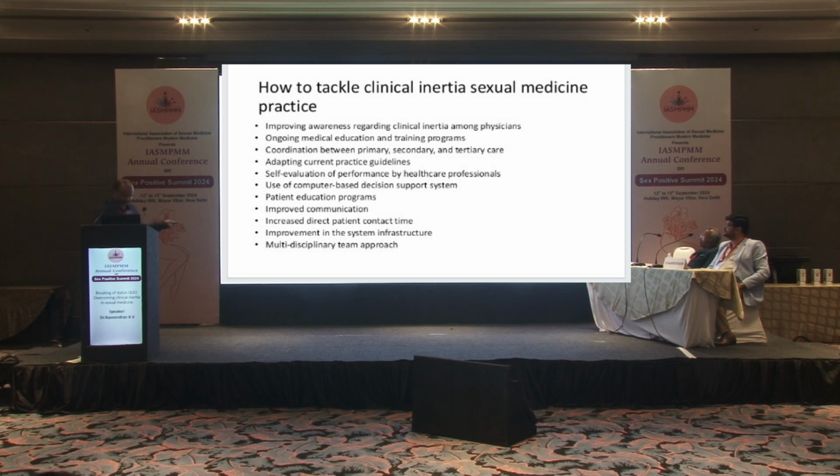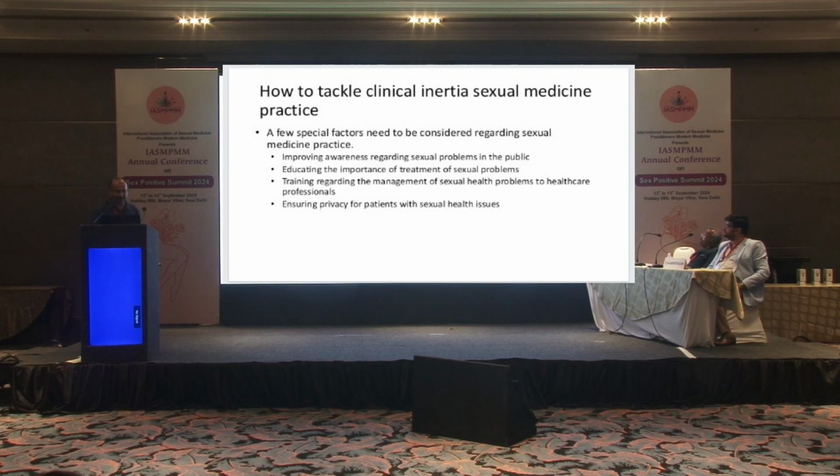I'm enumerating only the important ones: improving the awareness regarding clinical inertia among healthcare professionals, ongoing medical education and training programs, coordination between primary, secondary, and tertiary care, adapting current practice guidelines, and self-evaluation of performance by healthcare professionals, which is very important in self-improvement. And use of computer-based decision support systems, patient education programs, improved communication, increased direct patient contact time, and improvement in the system infrastructure and multidisciplinary team approach. All these help to overcome clinical inertia.